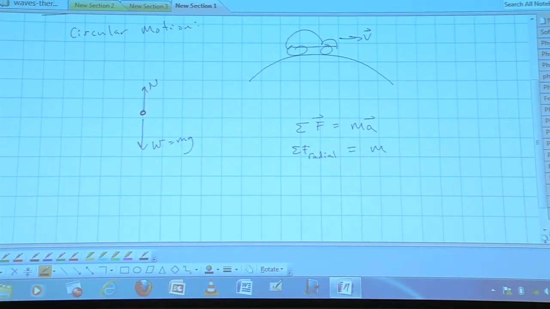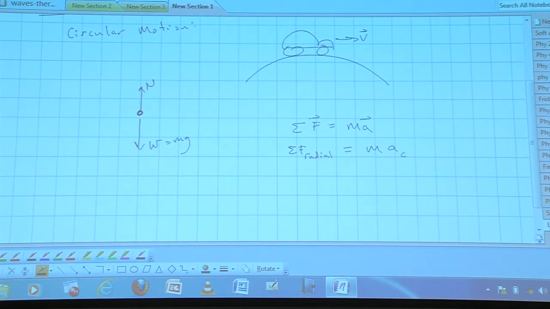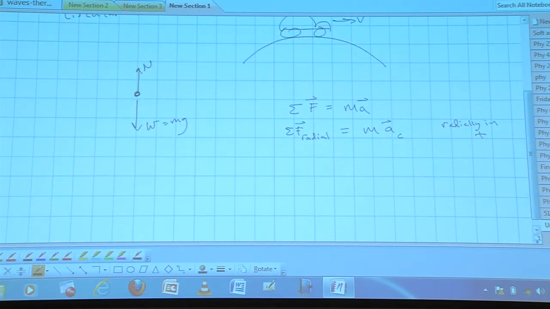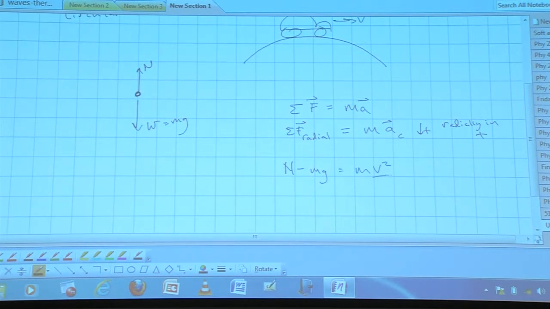And that has to add up to a special value we call m a_c. And so what I do is I pick radially inward as my positive direction. So that means down is my positive direction, because that's the center of the circular path that the car is traveling. And I get N minus mg is mv squared over r.